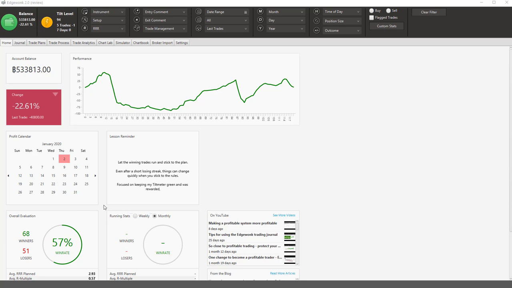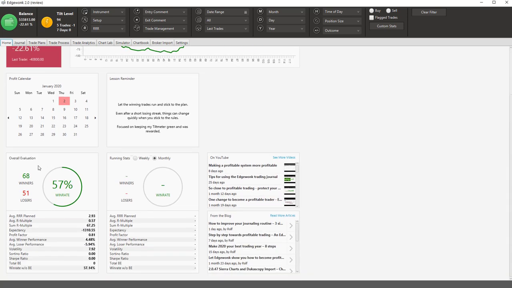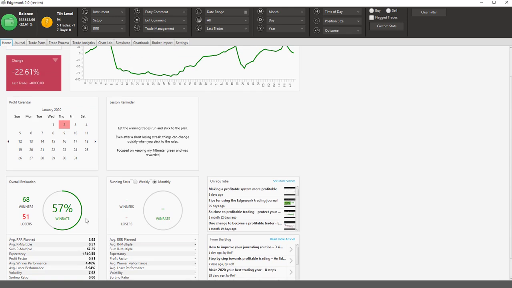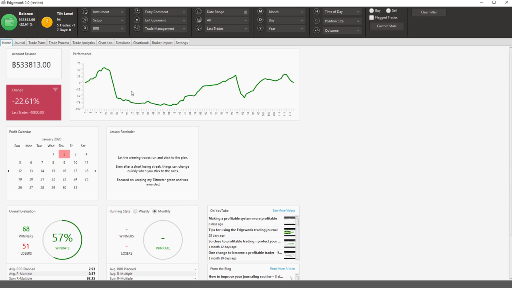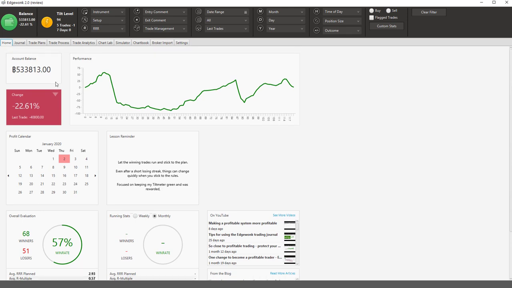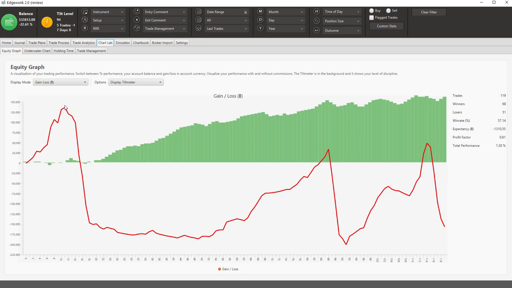When we look at the overall evaluation here on the home screen, we can see a 57% win rate, which is decent. But overall, it seems that there are things in his trading performance that are costing him a lot of money. When we go to the chart lab, you can see it even better when we switch to the gain loss. And there are periods where he's losing quite a bit of money over a short period of time.